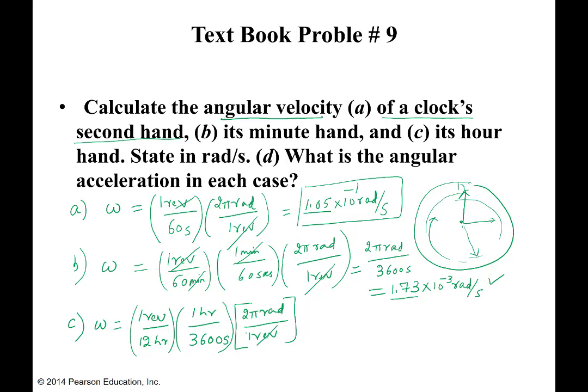So the rev and rev will go away, and you can solve your 2 pi radians over 12 hours. That becomes 1.45 times 10 to the power of minus 4 radians per second. So this is just to show how we can convert from revs to radians, and please do practice this because you definitely will get something like that on the exam.